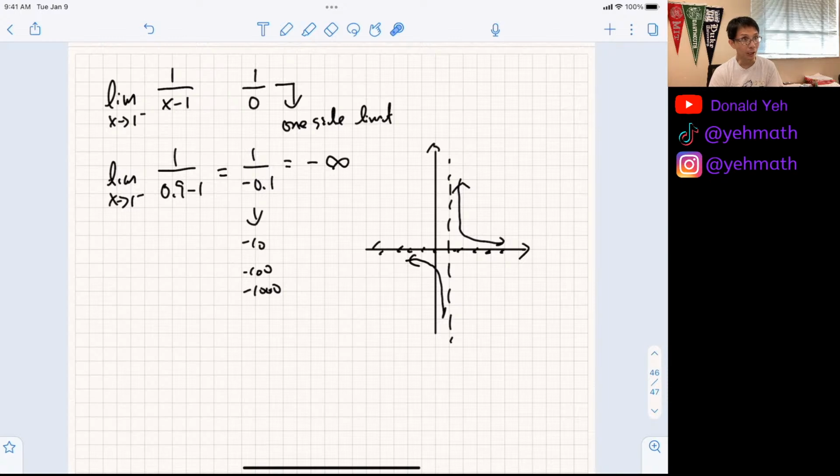Super easy. Anybody can do this. So what's the requirement to do one side limit? It has to be a number over 0. Okay.